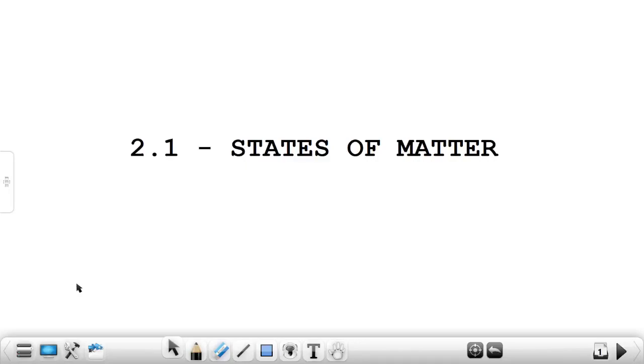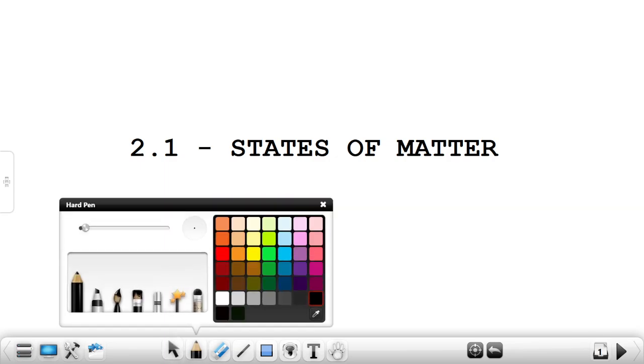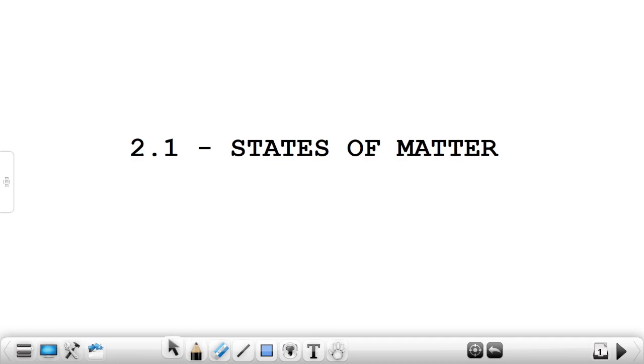Alright, hello. Welcome to lesson 2.1, States of Matter. We are starting the Matter and Change unit today. So this is gonna be a little boring at first. It'll get a little better as the unit moves on. We'll begin identifying some things.